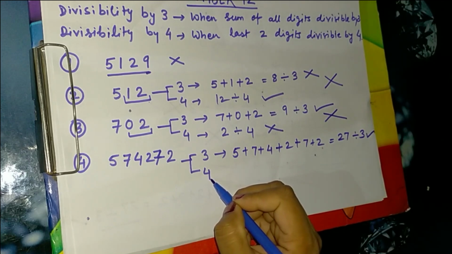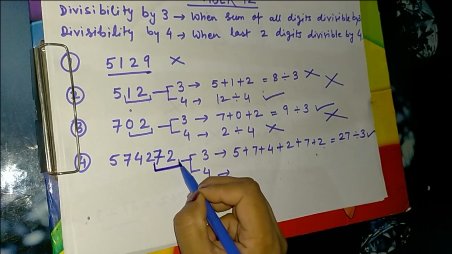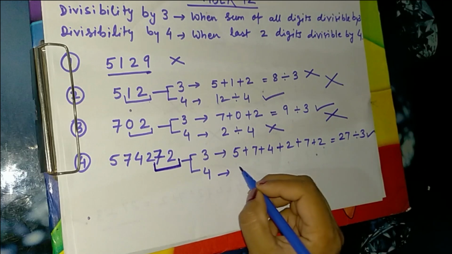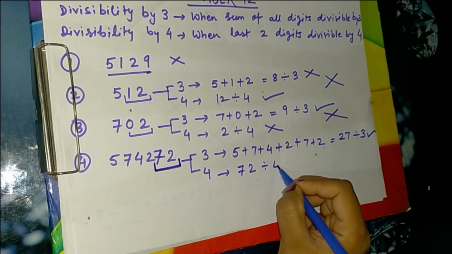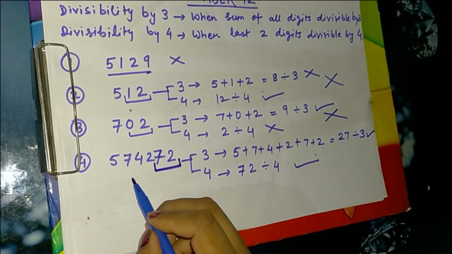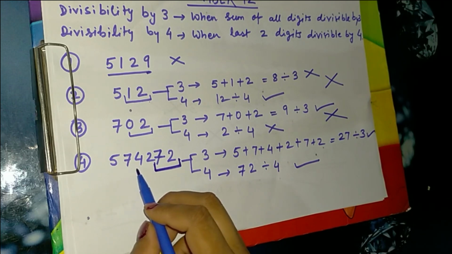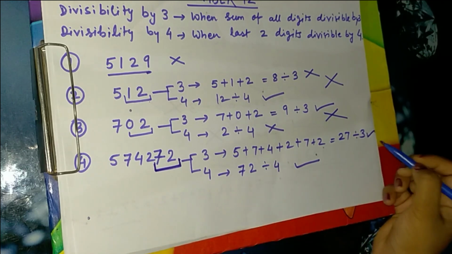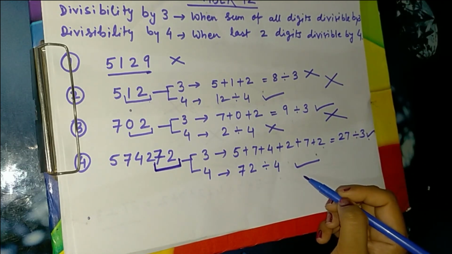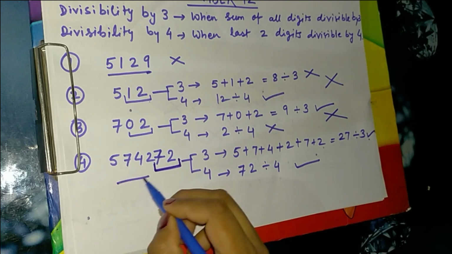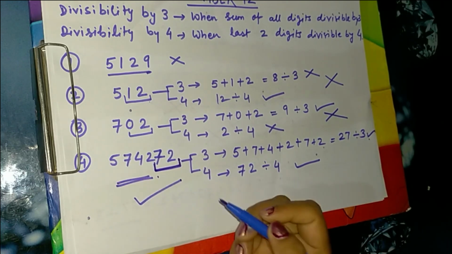For the divisibility test for number 4, we need to check the last two digits of the number, that is 72, and we know that 72 is divisible by 4. So you can see that this number 5,74,272 is divisible by 3 and 4 both. So we can say that this number is also divisible by 12.